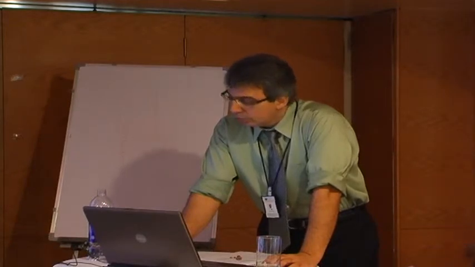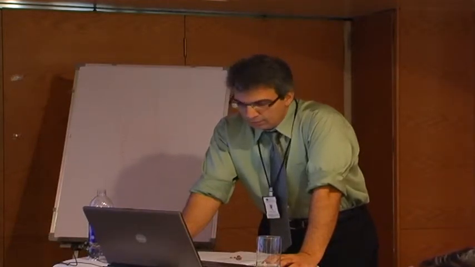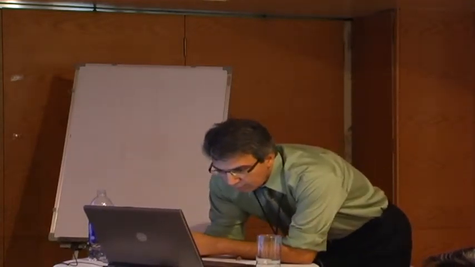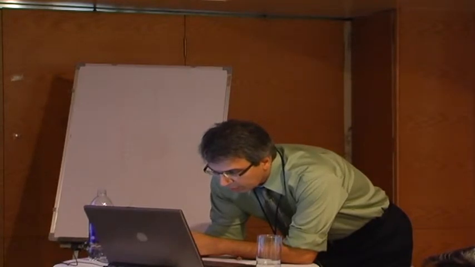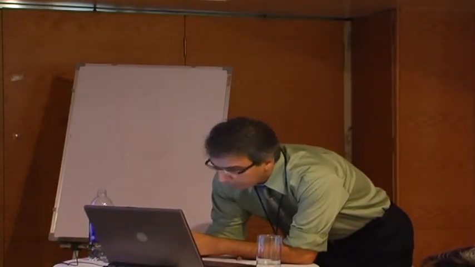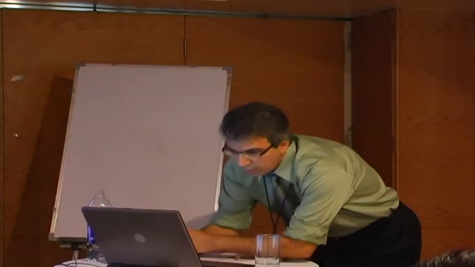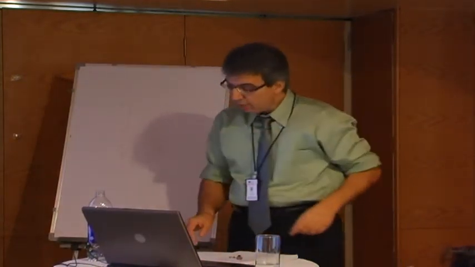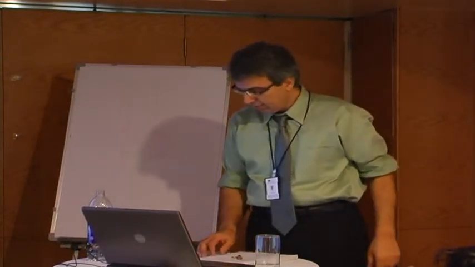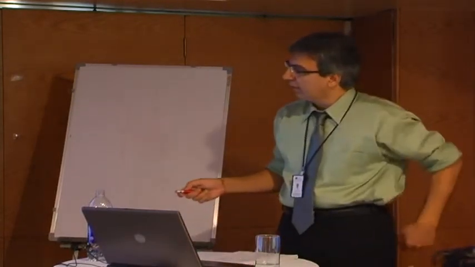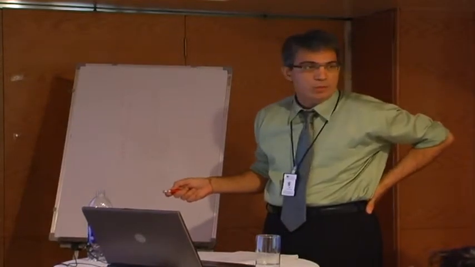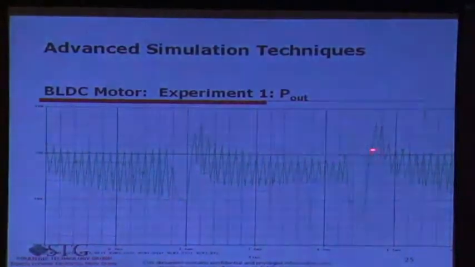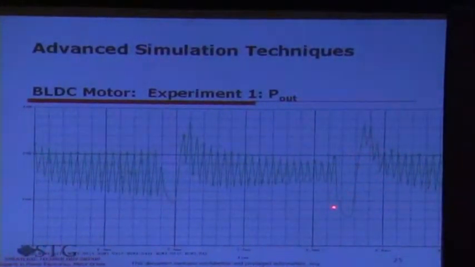This is the power output. Let me just blow this up a little bit so we can talk about it. Okay. So here also you can see that ripple is getting transmitted to output power as well. So during transition, you have got issues with that part.